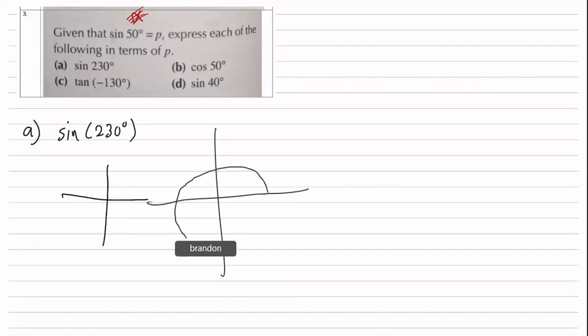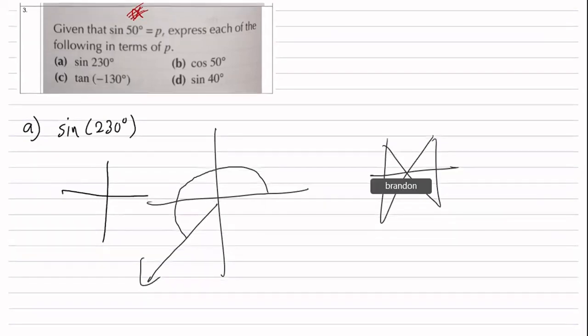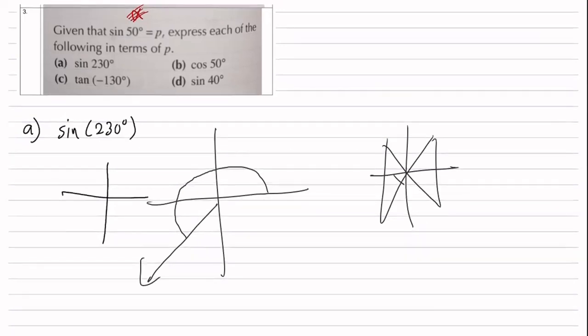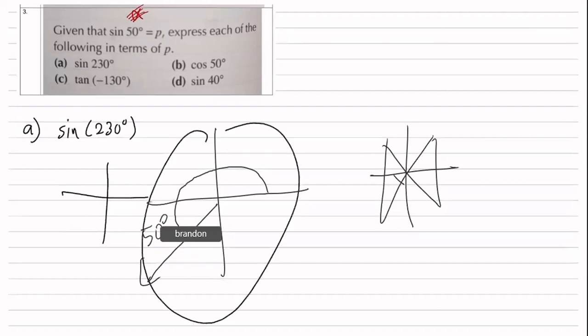Where is it? Good. Where's my alpha? Draw the alpha. Alpha is 50 degrees. Draw the alpha on this diagram. Can you draw the alpha? Where is it?